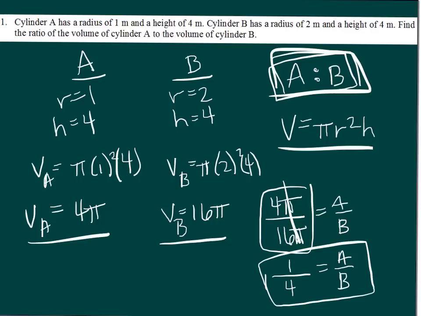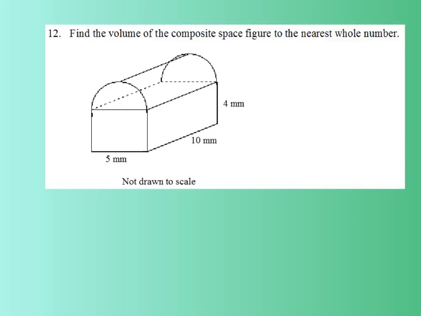Okay, so now we've got a composite space figure. I need to round to the nearest whole number. I see that I have a rectangular prism and half of a cylinder. So I need to figure out the volume of my prism and half of my volume of my cylinder. I need to add them together. So let's get to work.